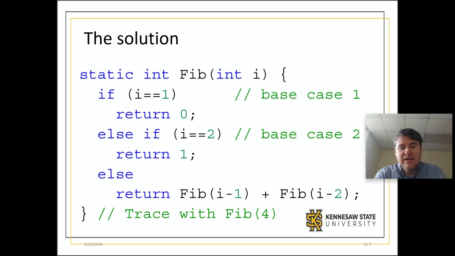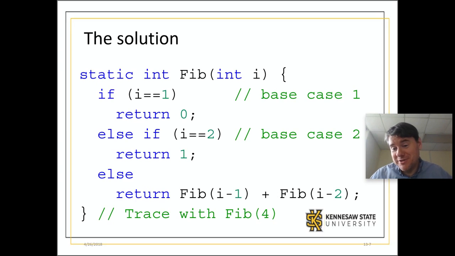So let's take a look at our solution. We have a static int, which is going to return an integer, called fib. It's going to take in an I, which is the particular number in the sequence that I want. So if the I is 1, I return 0, because there's none. If the I is 2, then I'm going to return 1. In every other case, I'm going to return the Fibonacci of the number before and the Fibonacci of the number 2 before that, and we're going to see what happens.